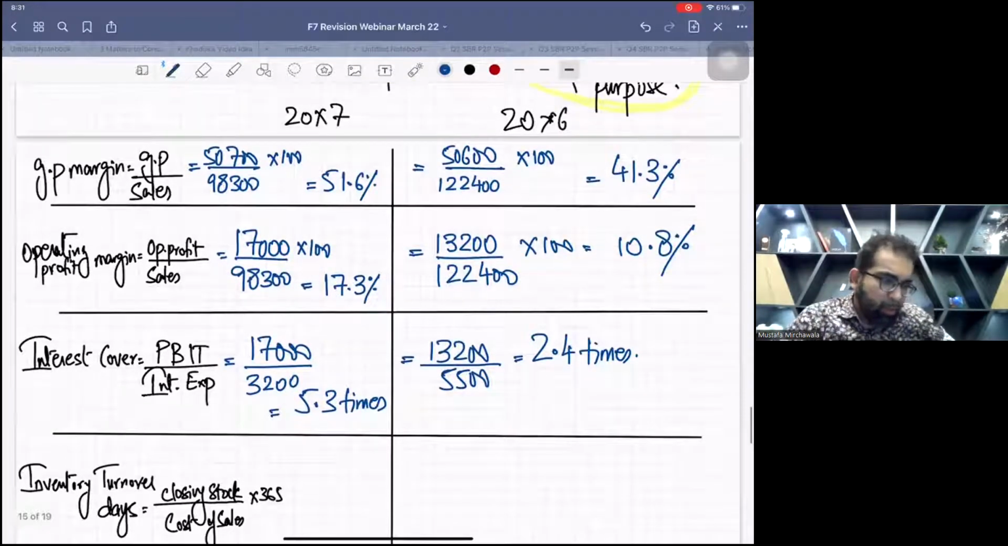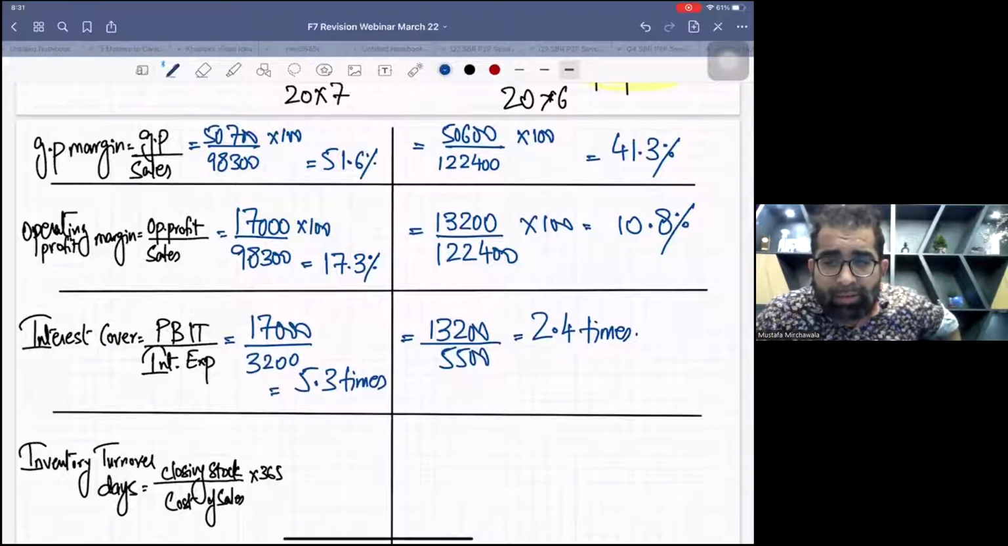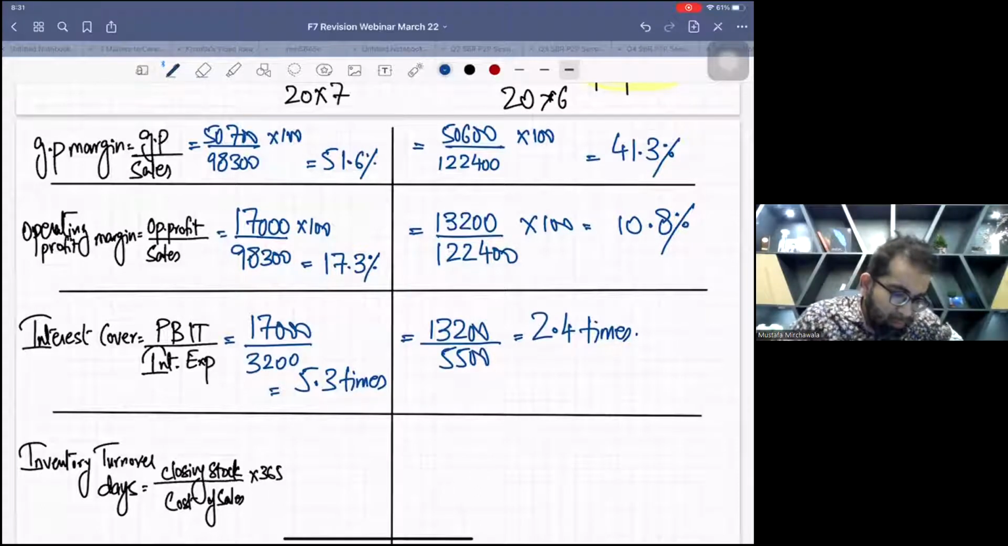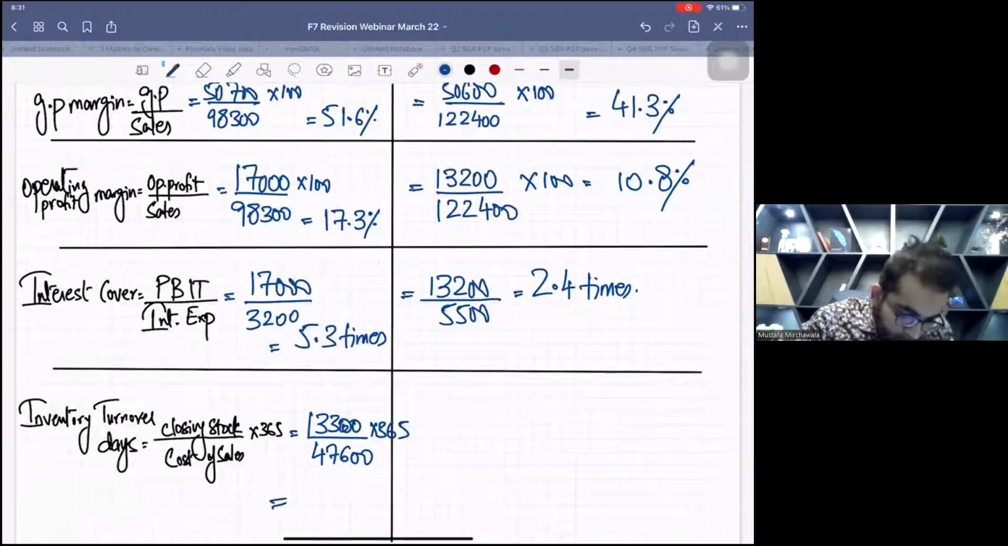Now, inventory turnover in days. What is the formula? Closing stock divided by cost of sales times 365. So what is the closing stock? Go and check. It was 13,300, divided by cost of sales of 47,600, times 365. So this will be how many days? 102 days.